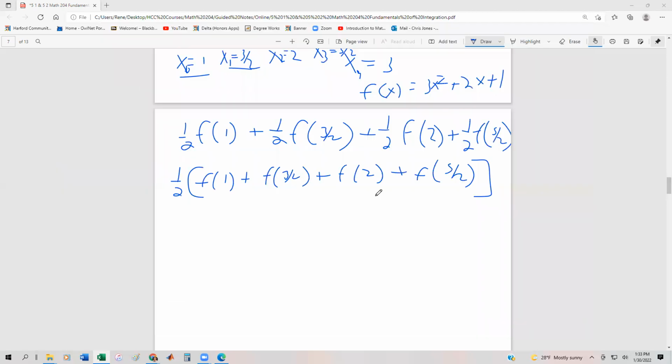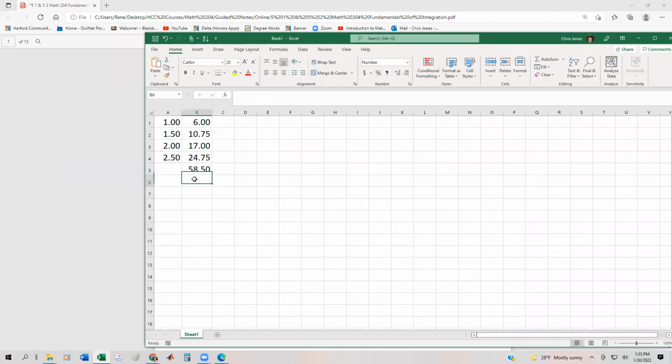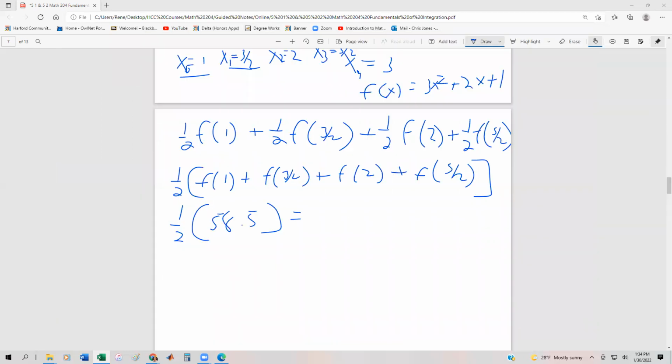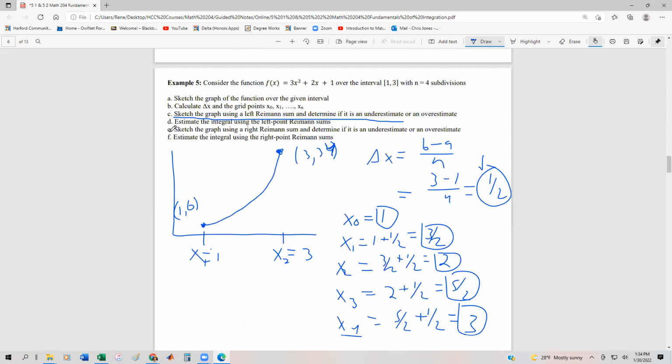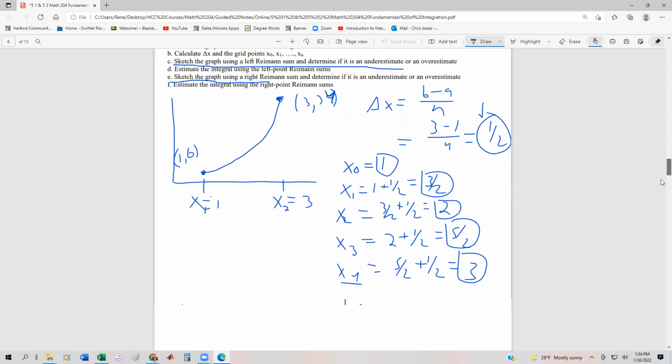Okay, so we're going to take a half of that 58.5. All right, and I'm just going to use Excel once again for that. So I could just say equal 0.5 times 58.5, or I could just use my calculator, 29.25. All right, and again, that's an underestimate of the area by using the left endpoints. Now let's use the right endpoints this time. So now we're on part E, where we're going to sketch the graph using the right endpoint, and determine if it's an under or an overestimate.